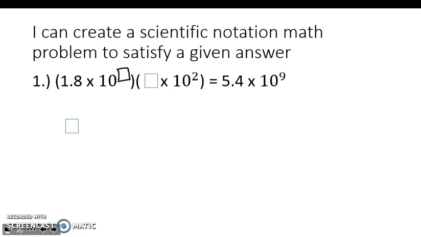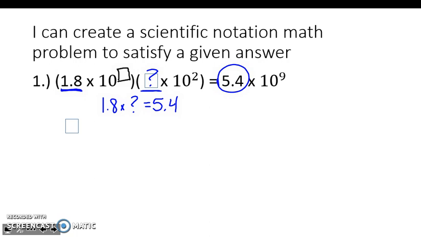We know that if we were doing this problem, if we knew all of these numbers, we would take the two leading coefficients, 1.8 and whatever this number is. So we would take the 1.8 times the number we don't know. Over here in our answer, they're telling us that the answer to that problem is going to be 5.4. So we need to figure out what number times 1.8 would give us 5.4.